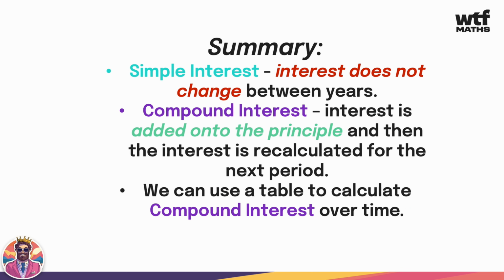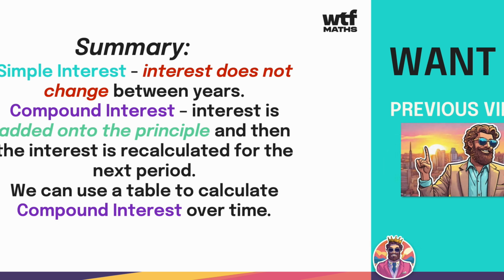All right, just to summarize everything we looked at. So simple interest, the interest does not change between years. You're always earning the same amount. With compound interest, the interest is added on to the principal, and then the interest is recalculated for the next period. And we can use a table to calculate compound interest over a period of time.